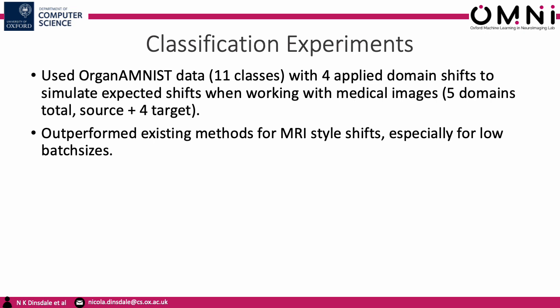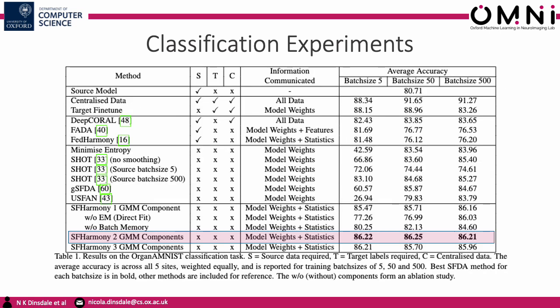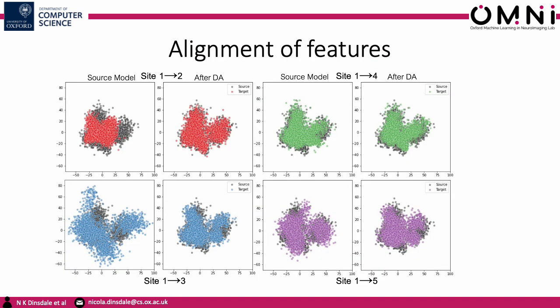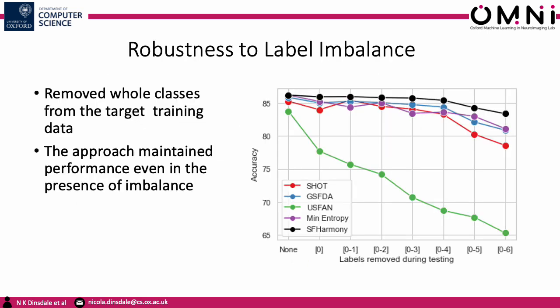We used the OrganAMNIST data and applied 4 domain shifts designed to simulate the shifts we'd expect when working with medical images: changes in contrast and changes in noise. Our approach outperformed the existing methods for SFDA, especially when only a small batch size was used. As medical images are generally very large, this is a very likely scenario. Visualization of the features via PCA shows a clear improvement in alignment between the source and target features for the different domain shifts. We then removed whole classes from the target data during training to create extreme imbalance in the labels. SFHarmony performed well despite the imbalance.